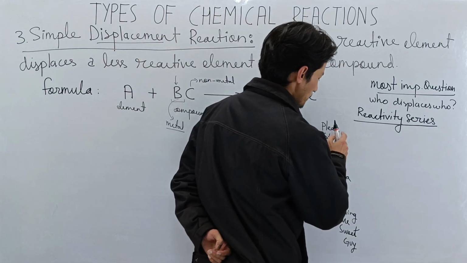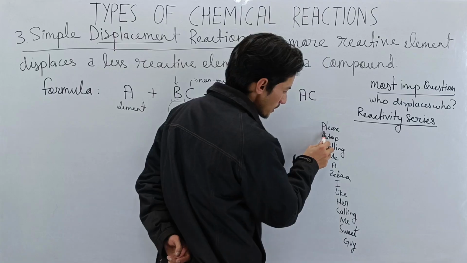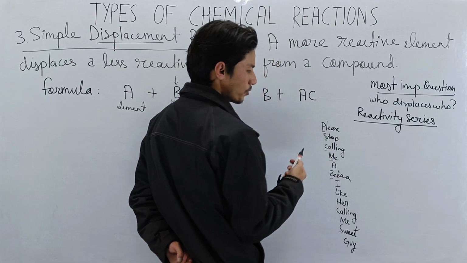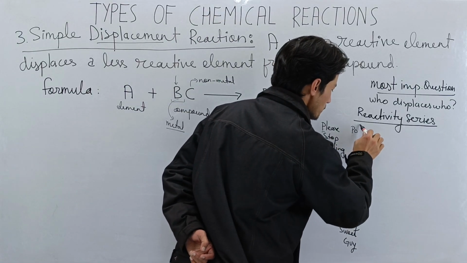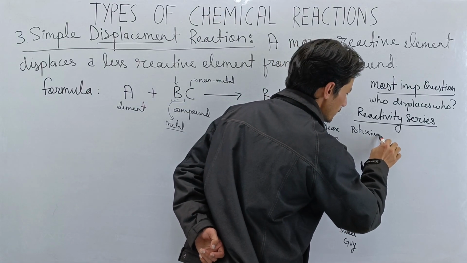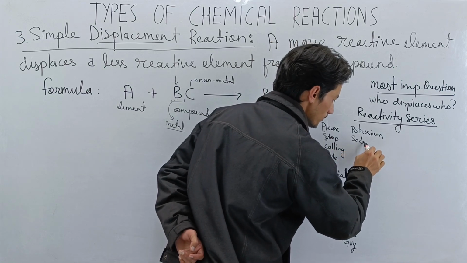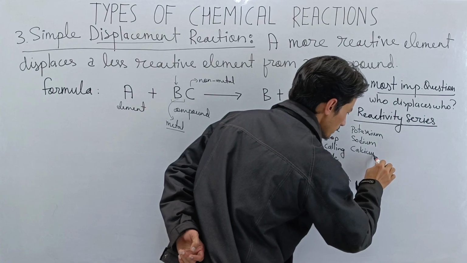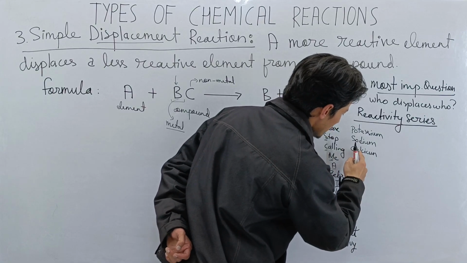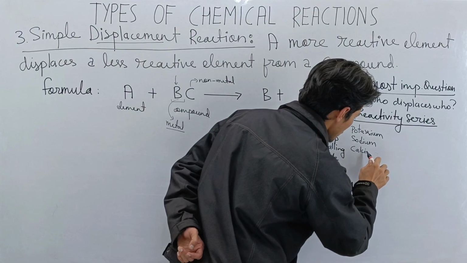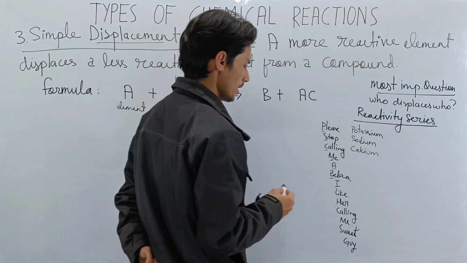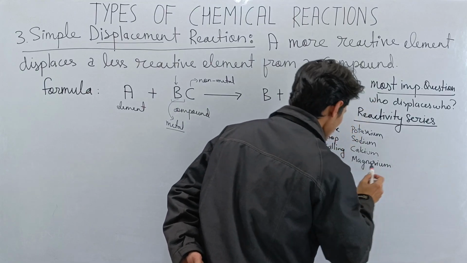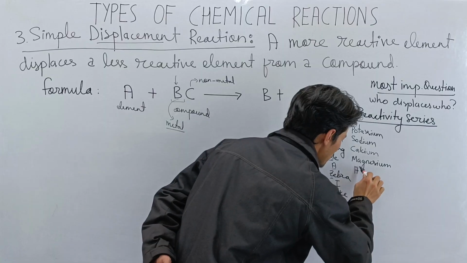So now remember, we will be utilizing the first letters only. The first letters are what is important. So P for potassium. So the metal here is potassium. Then S for sodium. Then C for calcium. I'm very weak in spellings. M for magnesium. A for aluminium.